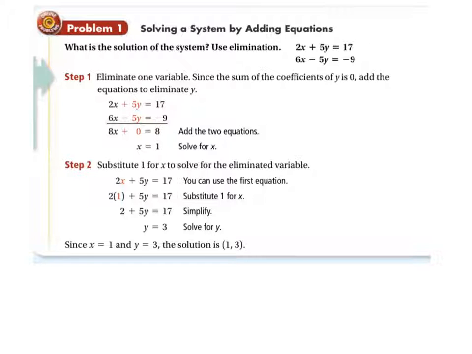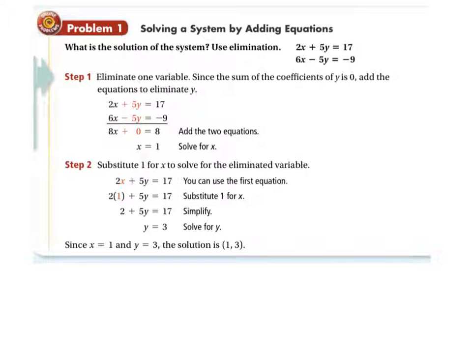Solving a system by adding equations. Now, like we talked about just a moment ago in the vocab, what we're looking for is something that eliminates. Here, notice I have opposites, plus 5y, minus 5y. And I line them up just like that, and I go ahead and add. So 2x plus 6x is 8x. 5y plus negative 5y is 0. 17 plus negative 9 is 8. Divide off that 8, and x is 1.